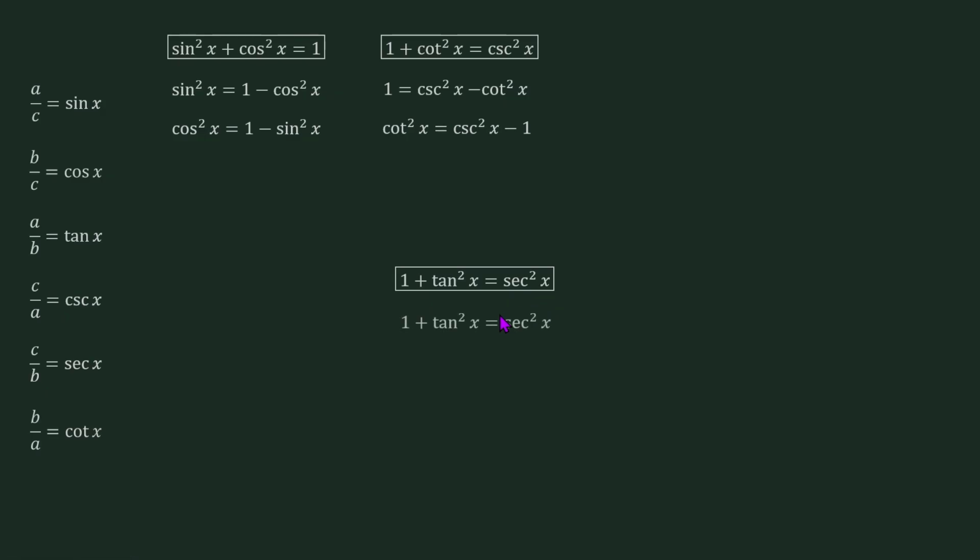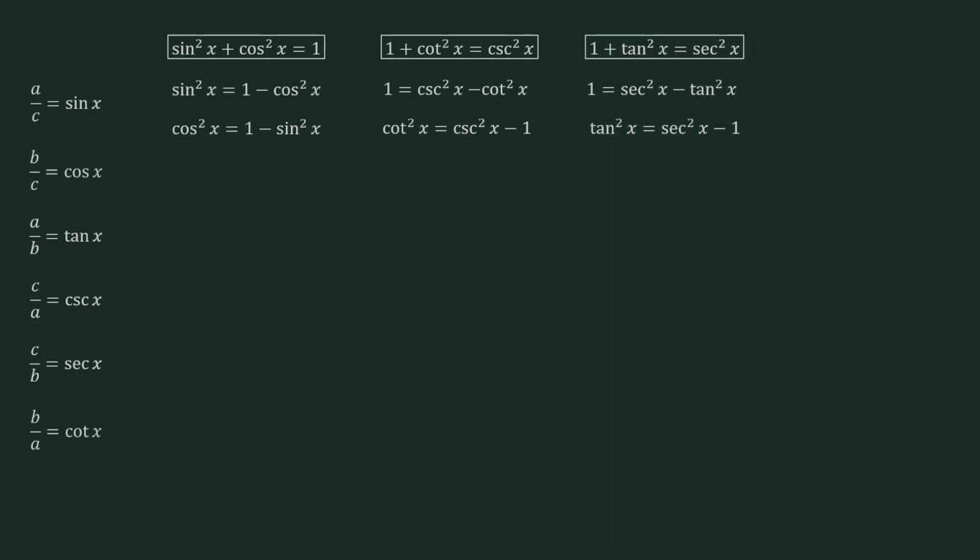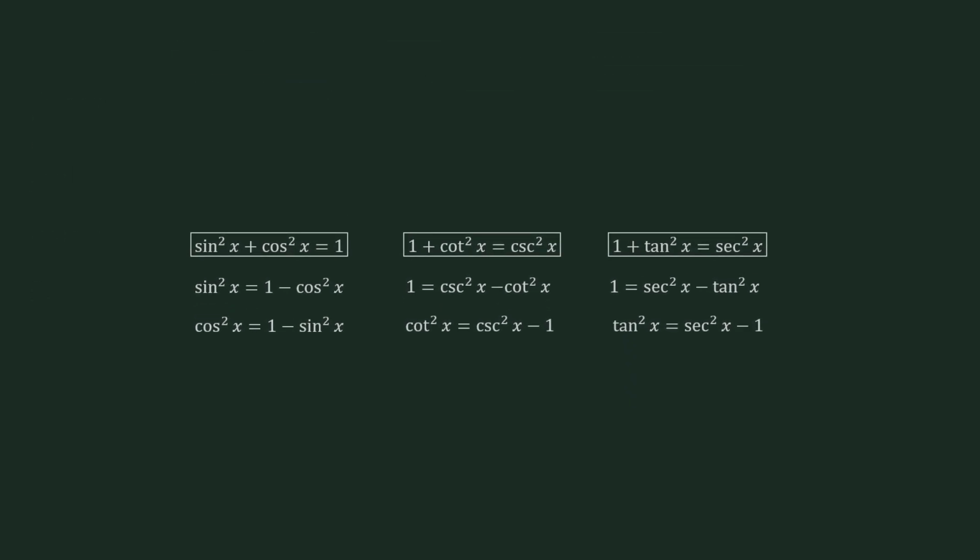So we can furthermore derive it. If we transfer tangent square x to the other side, it will become 1 is equal to secant square x minus tangent square x. And then if we transfer 1 to the other side, it will become tangent square x is equal to secant square x minus 1. So we are already done in proving the three identities, or the Pythagorean identities, of the trigonometric identities.